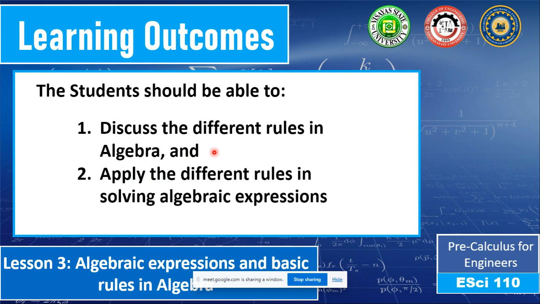So we are now on the final lesson of module 1. Here we're going to talk about those rules in algebra and also about algebraic expressions. This is important because it represents a certain formula or a certain thing on a specific problem. For example, we're going to find the perimeter of a rectangle. So we have an expression of 2 times length plus width. After this lesson, you are going to learn how to discuss the different rules in algebra. And then you will be able to apply these rules in solving certain algebraic expressions.